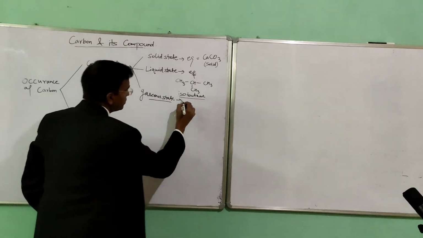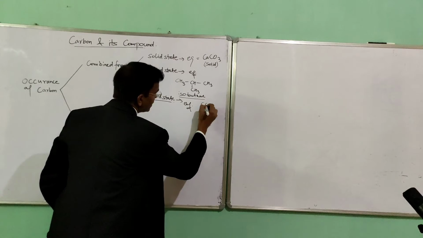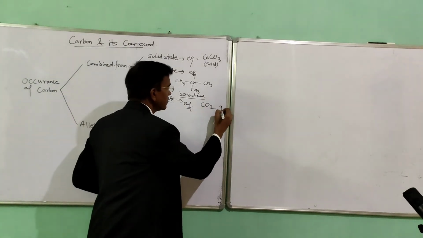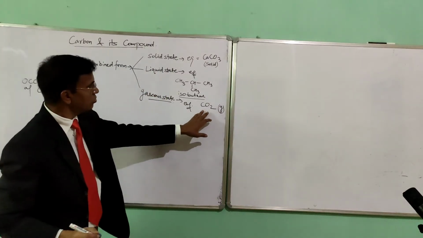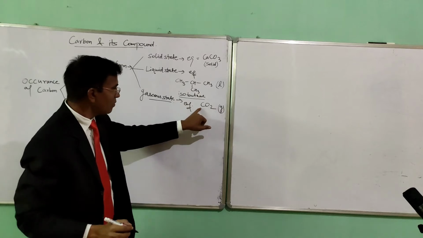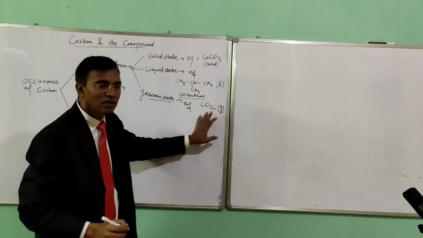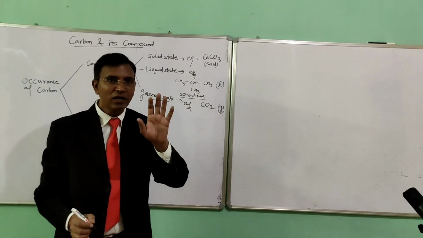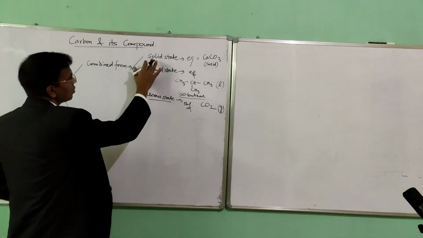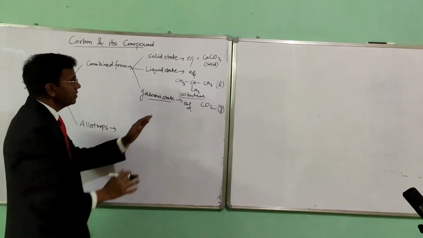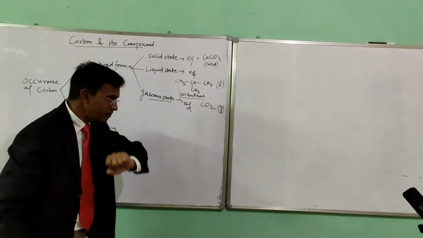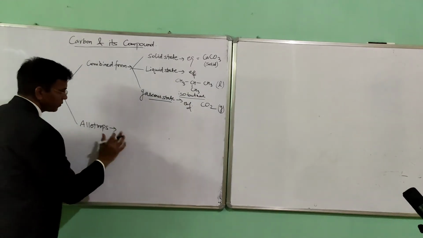So in gaseous form, for example CO2. So here CO2 is a gas. Carbon is present in combination with oxygen in gas form in the atmosphere. So here the combined forms of carbon are: in solid state, CaCO3; in liquid state, isobutane for example; and in gaseous state, CO2. Now come to the allotropic forms.